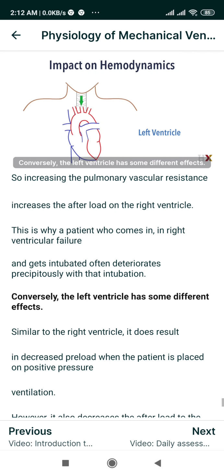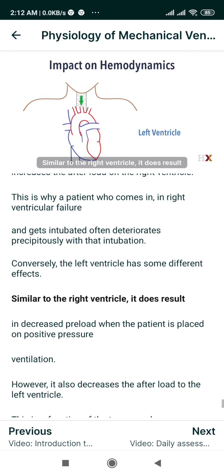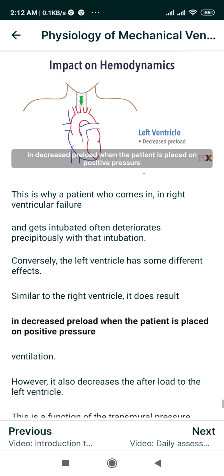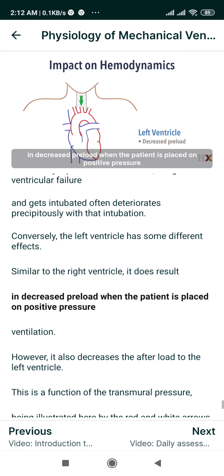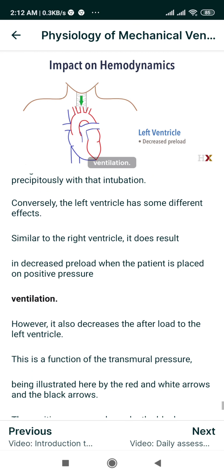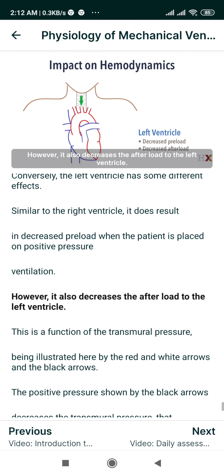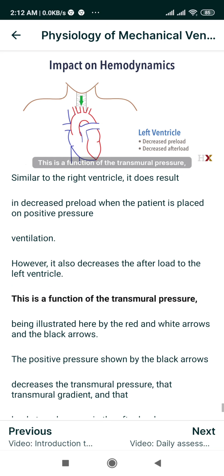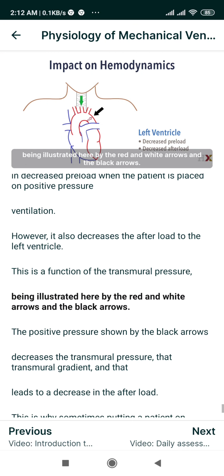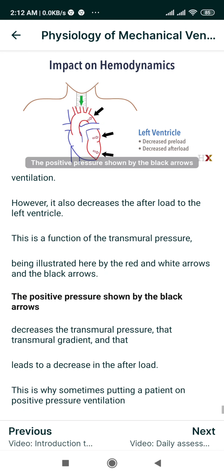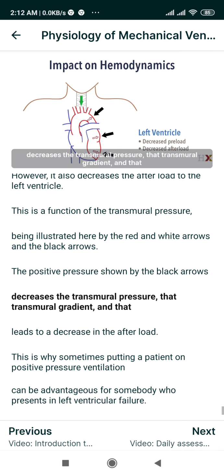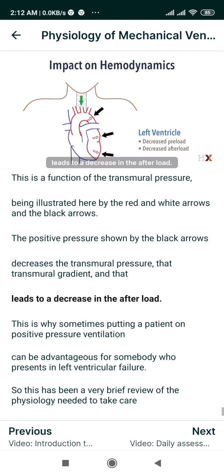Conversely, the left ventricle has some different effects. Similar to the right ventricle, it does result in decreased preload when the patient is placed on positive pressure ventilation. However, it also decreases the afterload to the left ventricle. This is a function of the transmural pressure, being illustrated here by the red and white arrows and the black arrows. The positive pressure, shown by the black arrows, decreases the transmural pressure, that transmural gradient, and that leads to a decrease in the afterload.